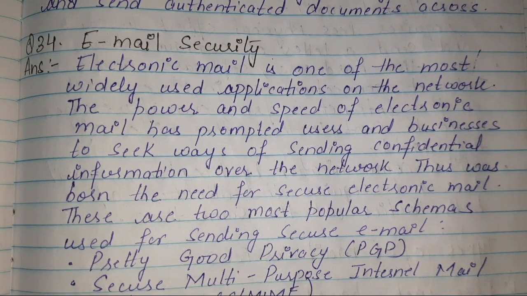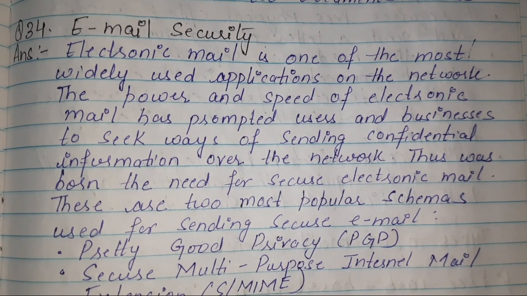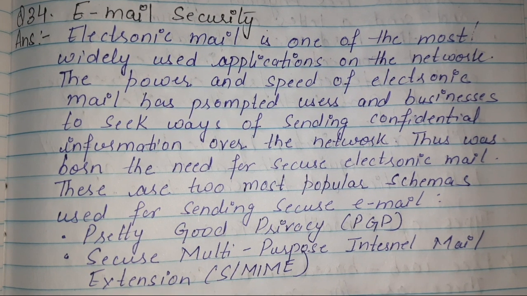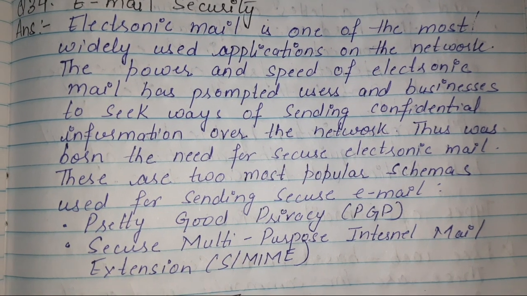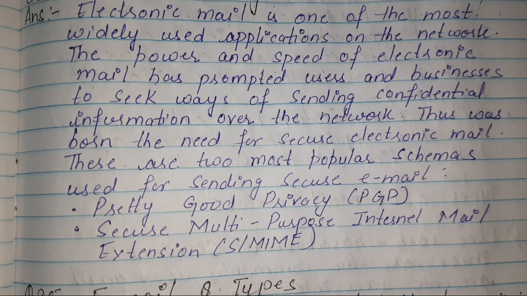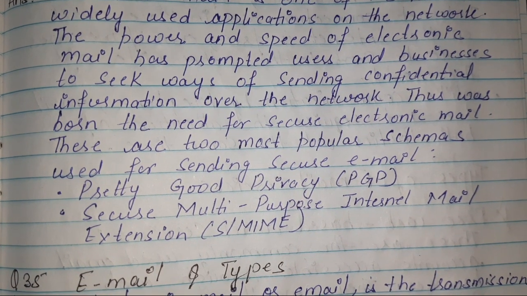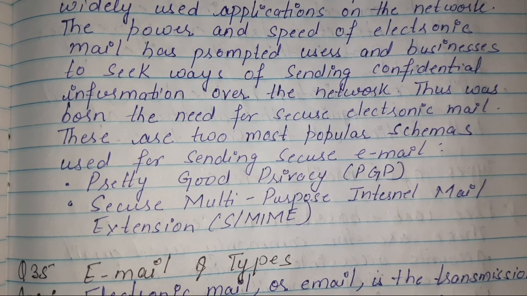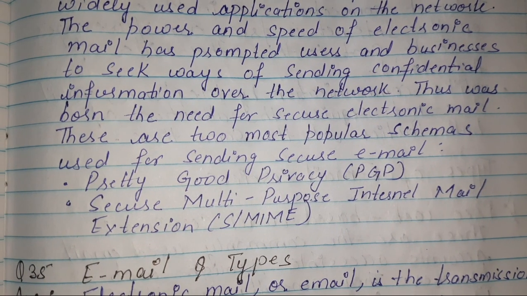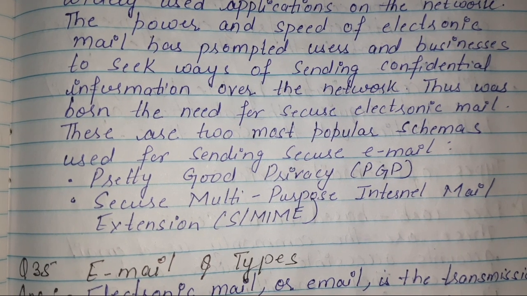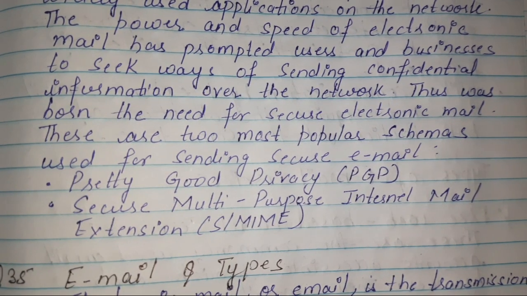Question number 34, email security. Electronic mail is one of the most widely used applications of the network. The power and speed of electronic mail has promoted users and businesses to seek ways of sending confidential information over the network. Thus was born the need for secure electronic mail. And there are two most popular schemes used for sending secure email: Pretty Good Privacy, and Secure Multipurpose Internet Mail Extension.